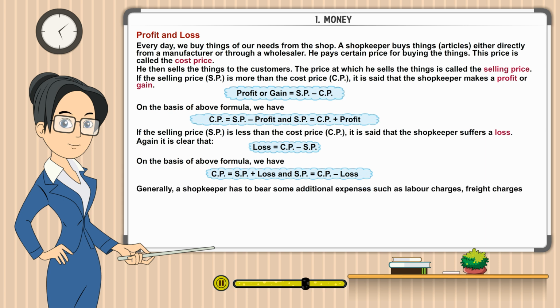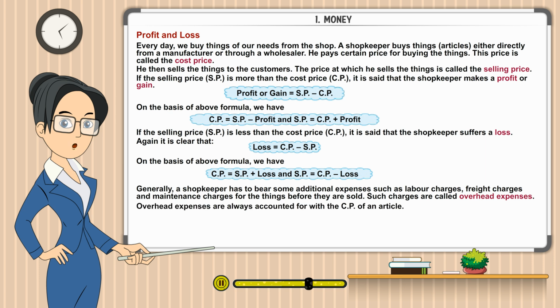Generally, a shopkeeper has to bear some additional expenses such as labor charges, freight charges and maintenance charges for the things before they are sold. Such charges are called overhead expenses. Overhead expenses are always accounted for with the CP of an article. Thus, the actual CP of the article is equal to cost of the article plus overhead expenses.